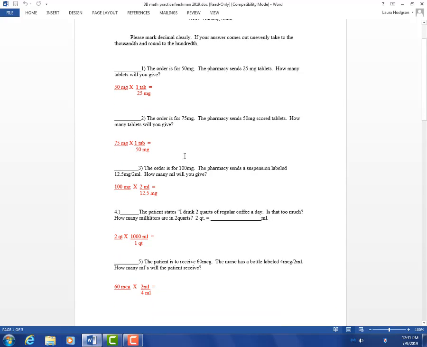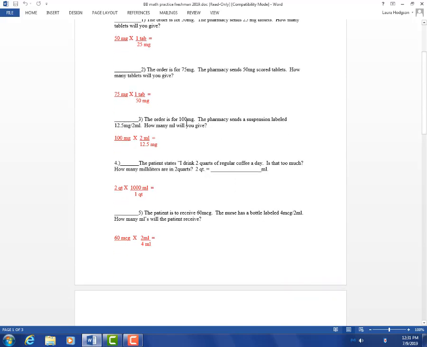Question number 2 is 75 milligrams. The pharmacy sends 50 milligram scored tablets. When you see the word scored, it doesn't necessarily mean that the answer is going to be in half, but a scored tablet means that it's available to be broken in the middle. So you can actually break it down the middle and they're equal halves. So there's the order, 75 milligrams, and they come in 50 milligram tablets. Again, straight across multiply and then divide at the end.